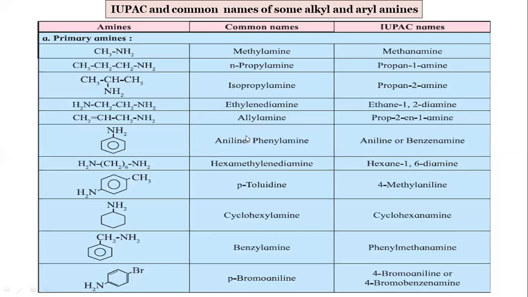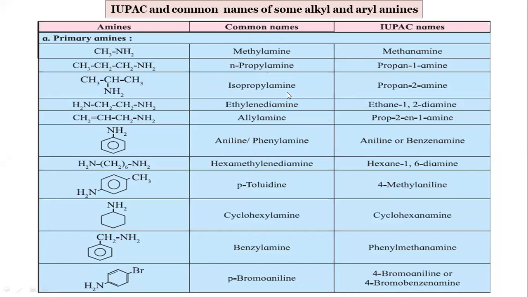So I am coming to the common name system. As the rules of the common names indicate, this is a methyl group CH3 and this is amine. Next one, this is propylamine. N-propylamine. This N indicates it is a straight chain, because this is the N-propyl group. 1, 2, 3 carbons are there in the straight chain, and this is an amine.